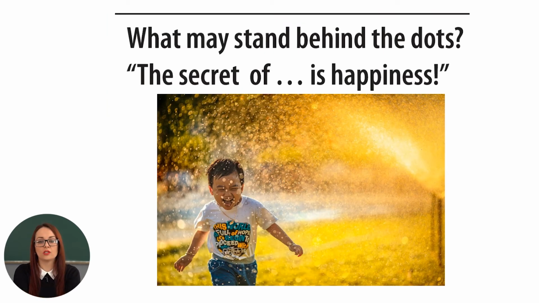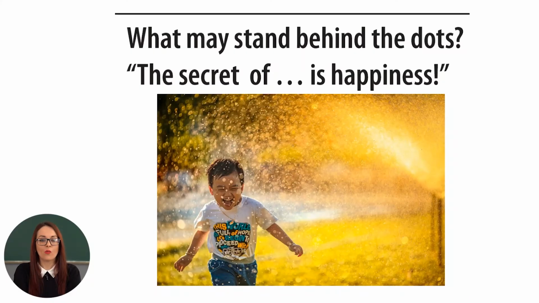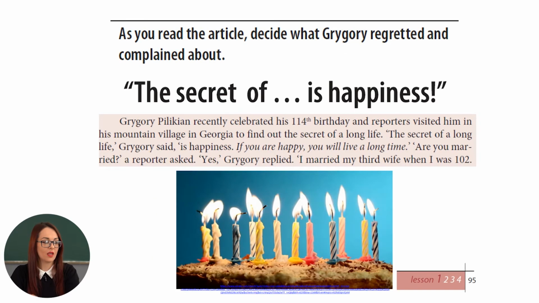Now look at this picture and its headline. In what type of newspaper would you be able to find such a headline? Could it be in a tabloid, or a local paper, or a national paper? What do you think? What may stand behind the dots? On page 95 from your school book, exercise 3, you have an article. As you read and listen to the article, decide what Grigory regretted and complained about.